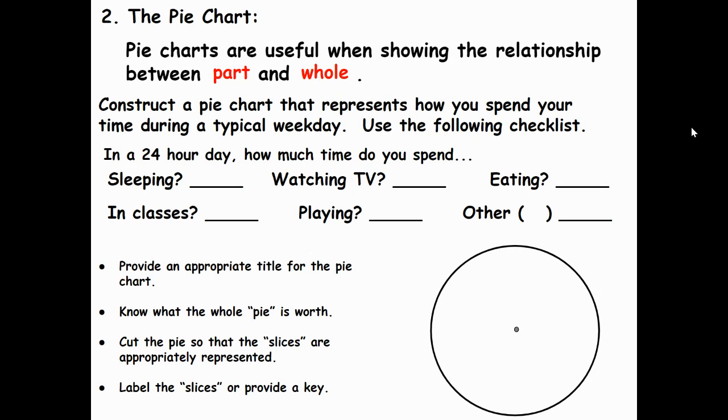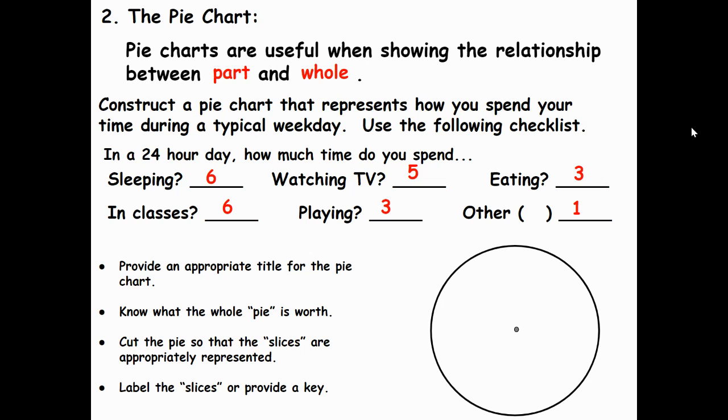It says construct a pie chart that represents how you spend your time during a typical weekday. Use the following checklist. Obviously, everybody's different. Everybody does different things and spends different amounts of time on different things, but this is just an example. So let's say out of a 24-hour day, just for the sake of argument, that you spend 6 hours sleeping, 6 hours in class that day, 5 watching TV, 3 playing video games or whatever, 3 hours eating, you were hungry that day, and that left 1 hour for whatever else you wanted to fit in there, like maybe a shower or something like that.